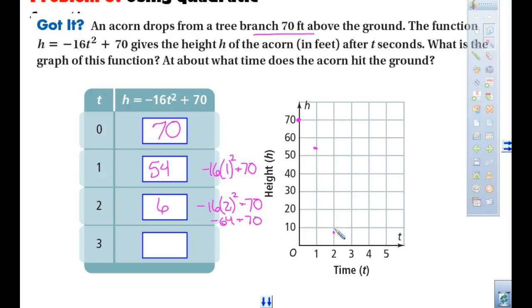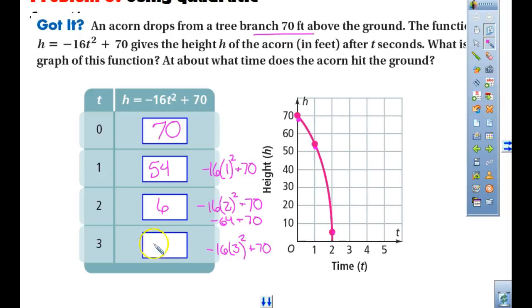And if we plug in 3, please plug in 3 on your calculator. Negative 16 times 3 squared plus 70. Negative 74. Now, at 3, is it even possible for the acorn to go negative 74 feet down if it falls off the tree? It's not like there's a hole. It's falling with much force, right? It's like landing on the ground.